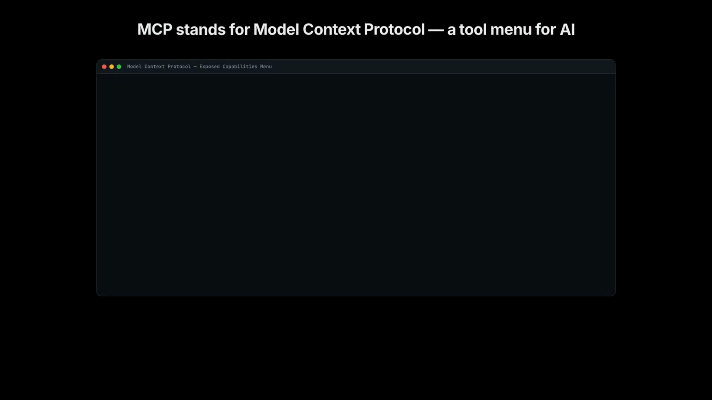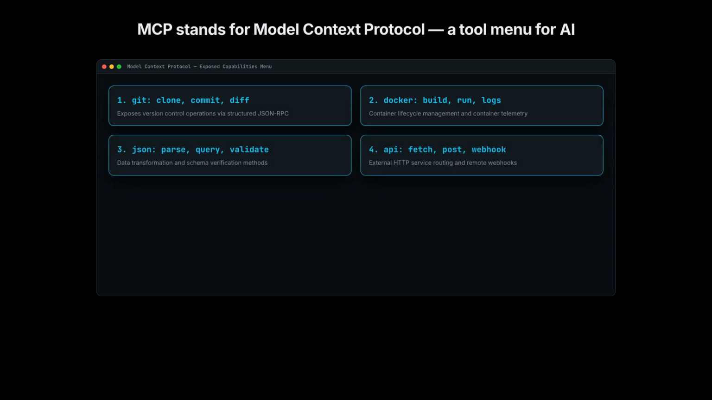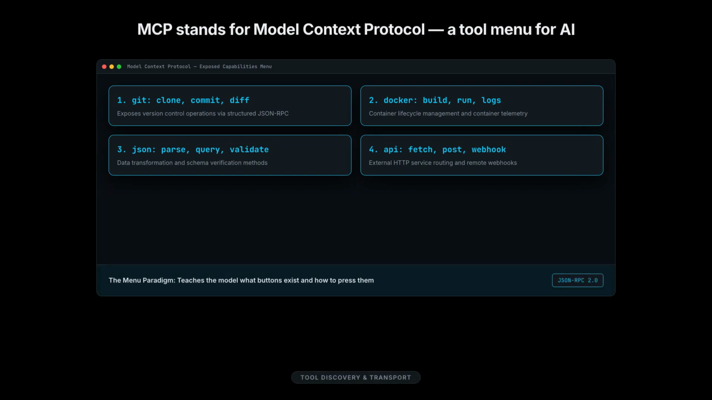First, let me define the words we are using. MCP stands for the Model Context Protocol. It is a standard way for AI tools to plug into other programs. Think of it as a menu. It tells the model what buttons each program offers and how to press them.